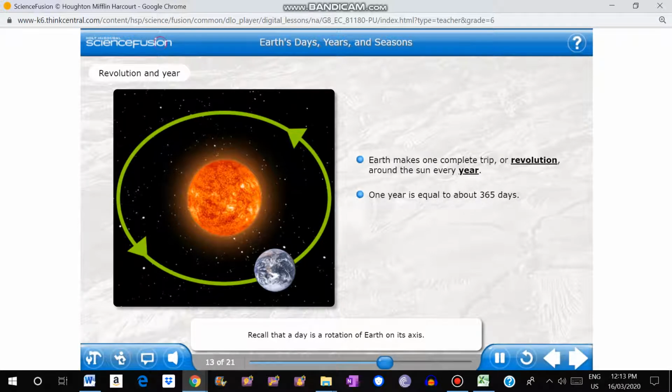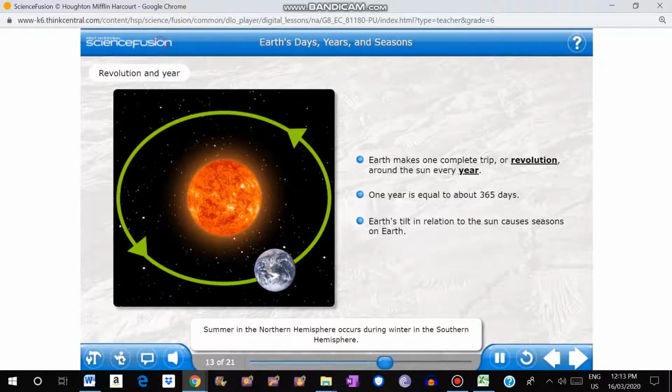Recall that a day is a rotation of Earth on its axis. Earth rotates 365 times as it travels around the Sun. As Earth travels around the Sun, its tilt causes the seasons. Summer in the northern hemisphere occurs during winter in the southern hemisphere.